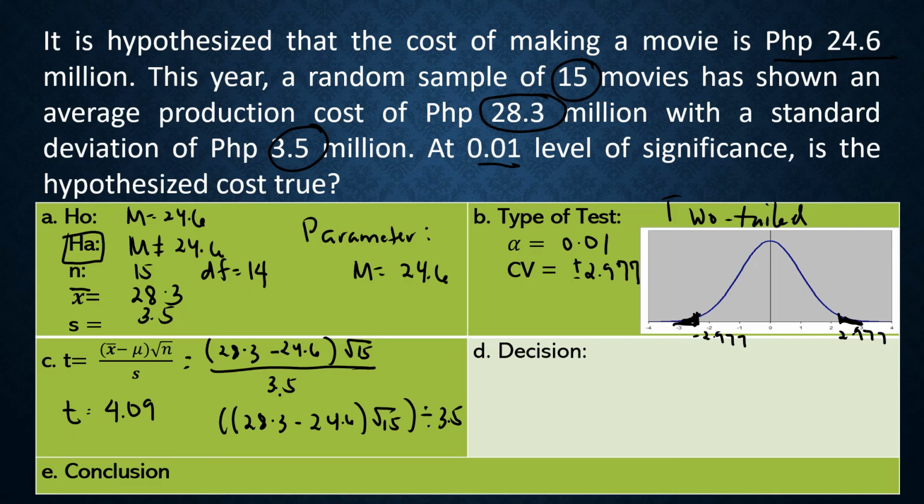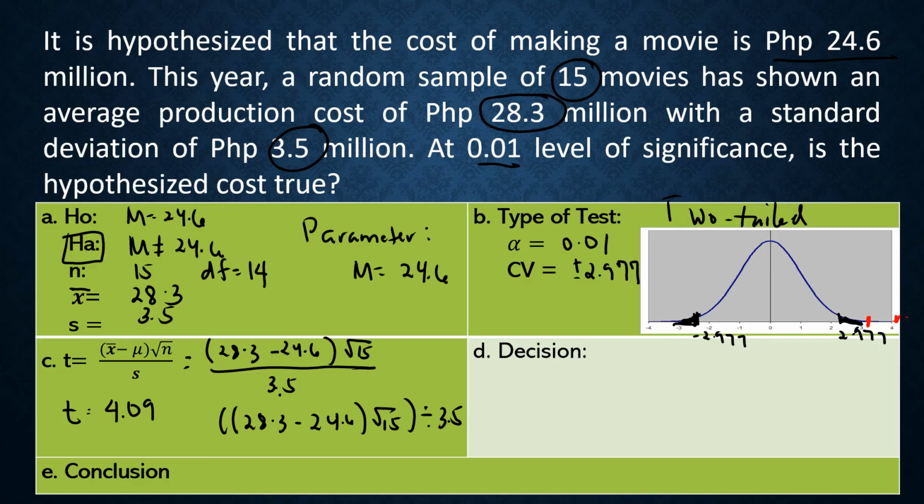So now, how are we going to identify the decision? In making your decision, you're going to plot the computed t-value on your critical region or on your standard normal curve. So positive 4.09 will fall here, on the rightmost part of the normal curve.